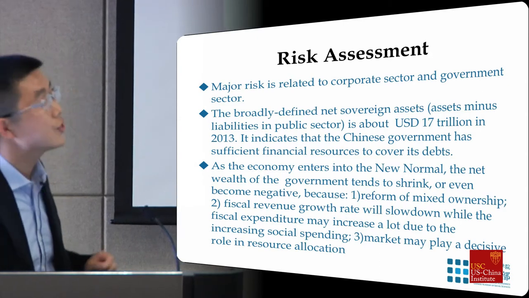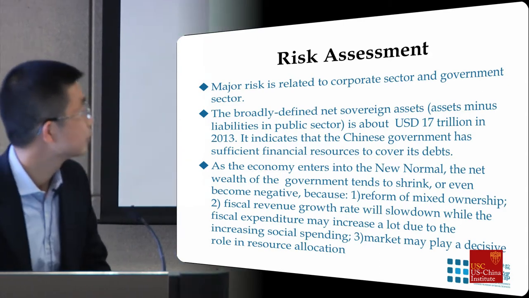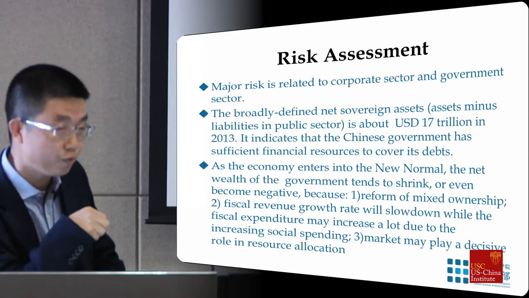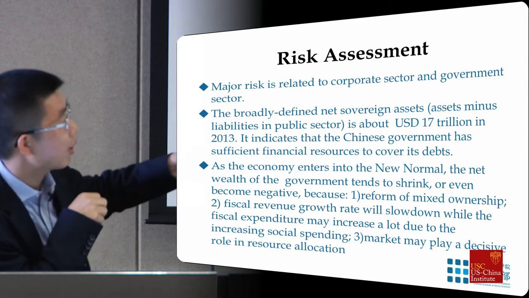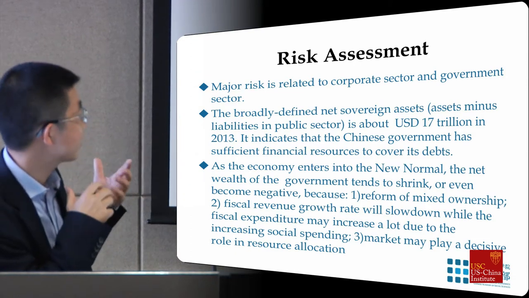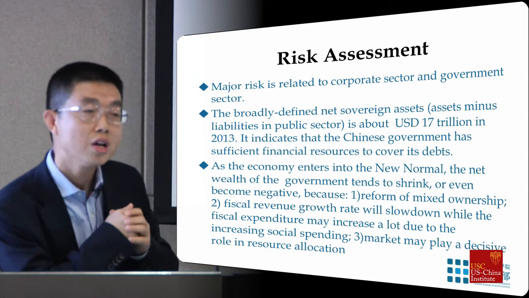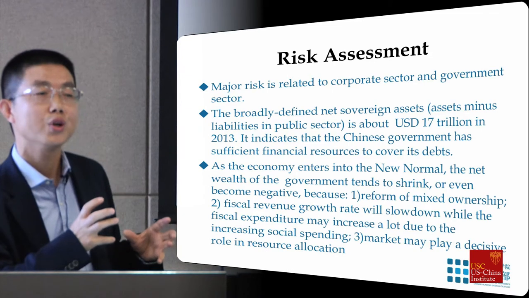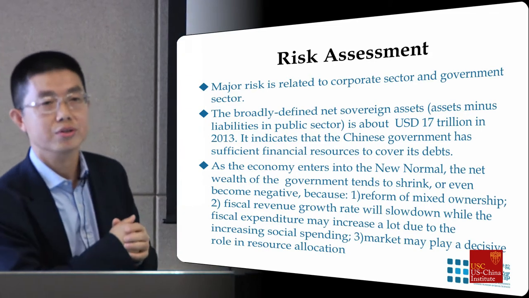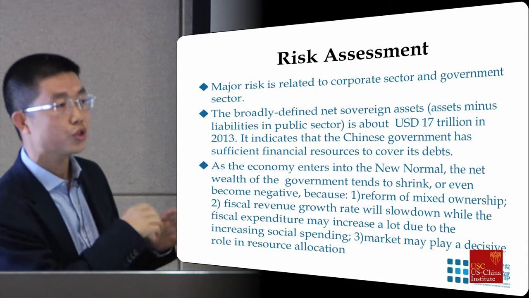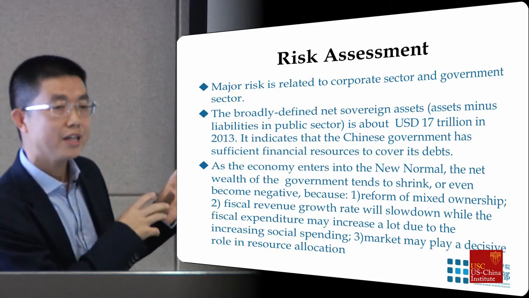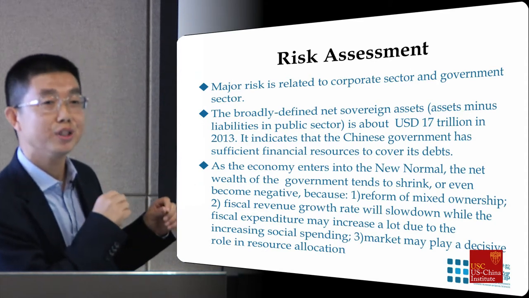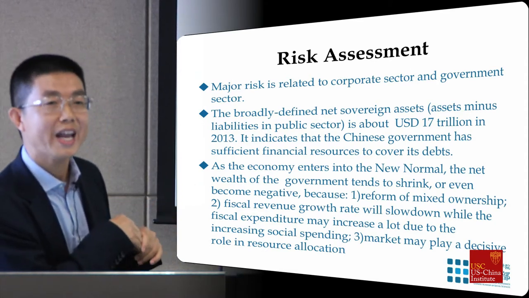The central point of China's reform today is to let the market play a very decisive role in resource reallocation. From this logic, I think China's government will control fewer resources in the future. That means China's net sovereign assets will shrink and maybe sometime become negative.